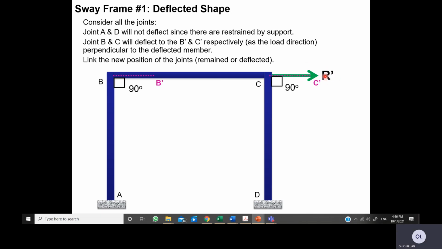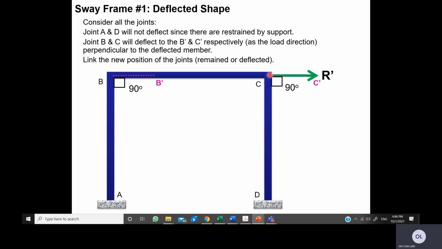And because of this R prime, the whole frame is going to sway. Now if you need to look at all the joints, we need to understand that joint A and joint D will not deflect since they are restrained by support. We have fixed support at A and D. They shall not have any deflection or translation. Joint B and C will deflect to B prime and C prime respectively, in the load direction.